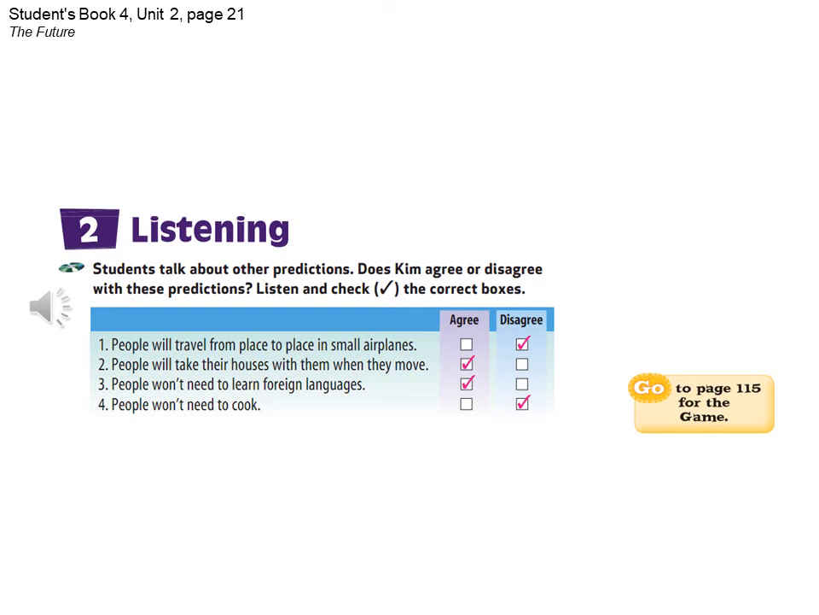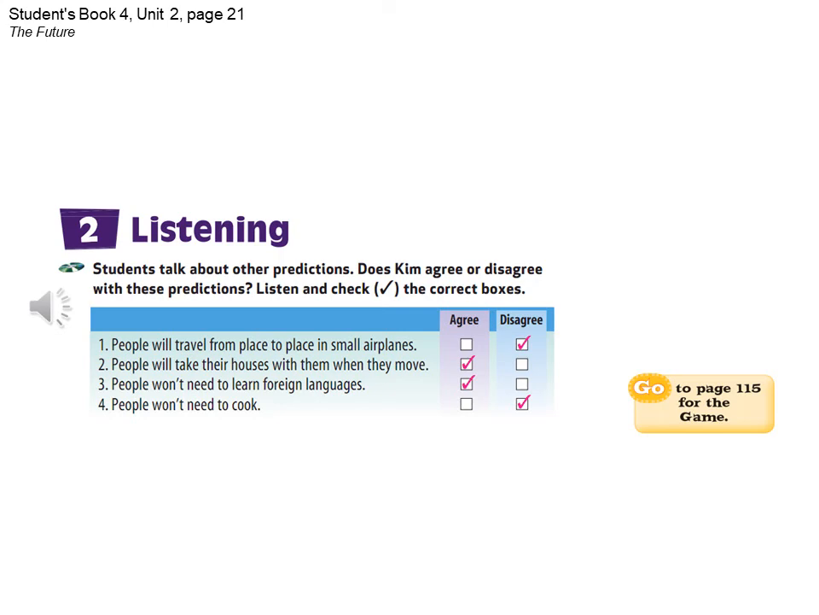1. Hey, Kim, this prediction says that in the future, people will fly from place to place in small airplanes. What do you think? Oh, I don't think that will happen. There will probably be too much traffic in the sky. It'll be safer to travel on the ground.